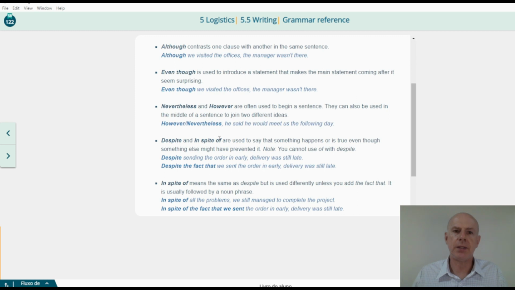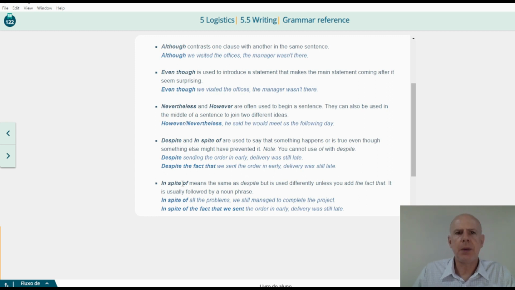Despite and in spite of are used to say that something happens or is true, even though something else might have prevented it. You cannot use of with despite, okay? You don't say despite of. You say in spite of. Despite sending the order in early, delivery was still late. Despite the fact that we sent the order in early, delivery was still late.